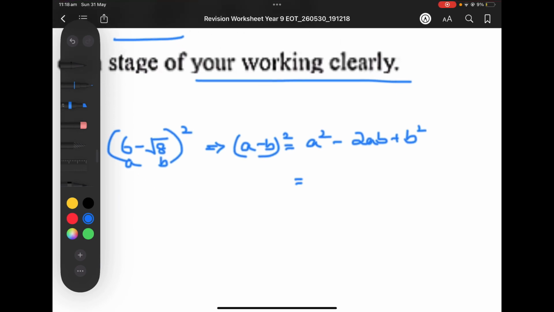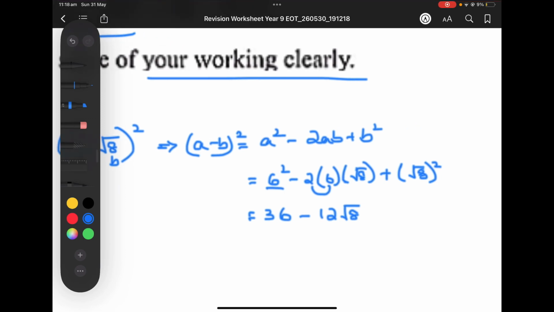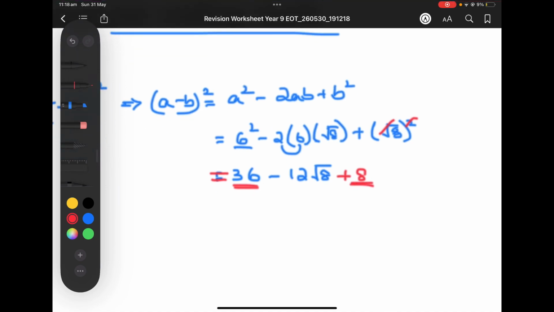So let's just write it down. a square is 6 square, minus 2 into a, which is 6, into b, b is root 8, plus b square, that is root 8 whole square, comes here. Then 6 square is 36, minus 2 6s are 12, 12 root 8 would come here. And then the square root and the square, they cancel each other, and we are left with plus 8. So here we have 36 plus 8, it becomes 44, minus 12 root 8 is the answer.